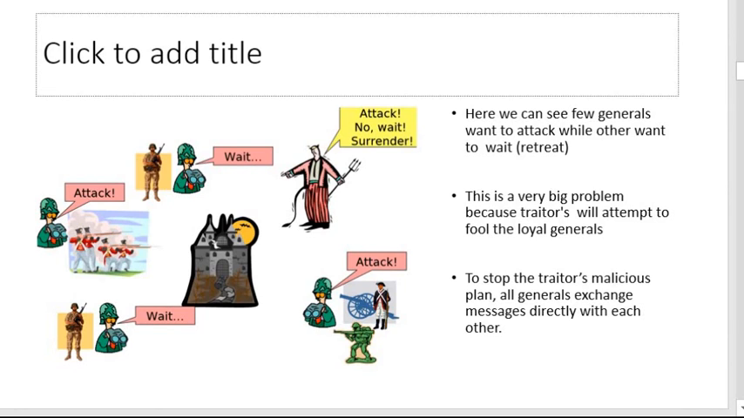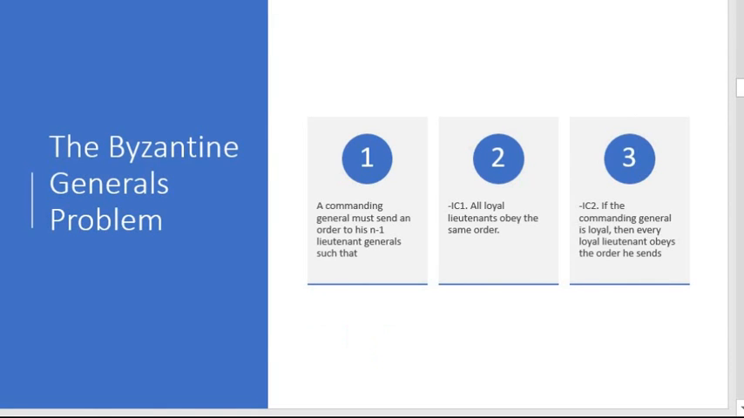Like we will see the further steps in the coming slides. The Byzantine generals problem: a commanding general must send an order to his N-1 lieutenant generals such that all loyal lieutenants obey the same order. That means a group has a head, who is known as the commander. If he is loyal, then all the other loyal generals should obey his orders.